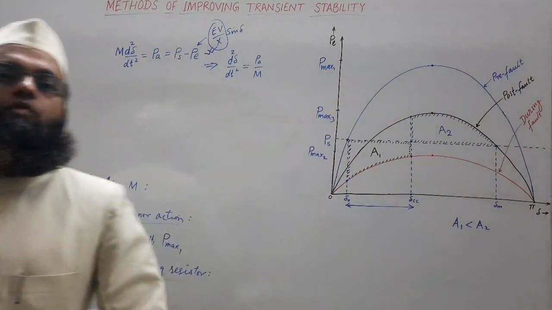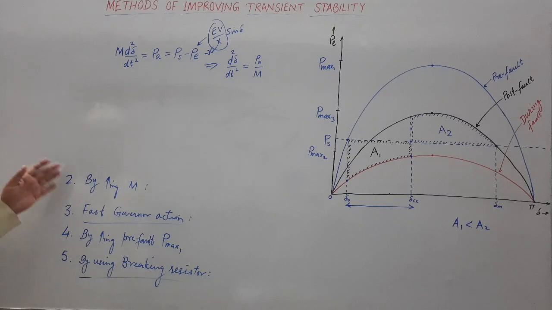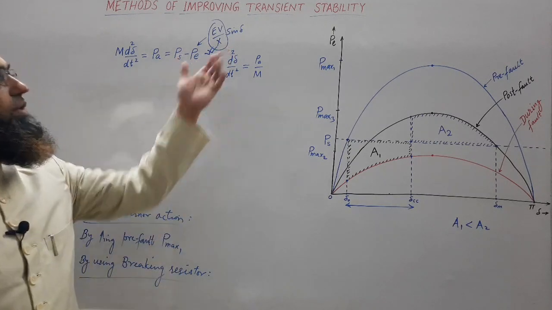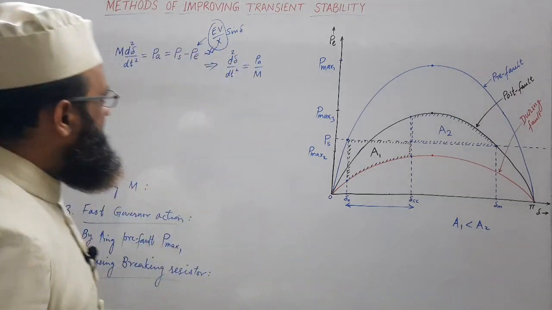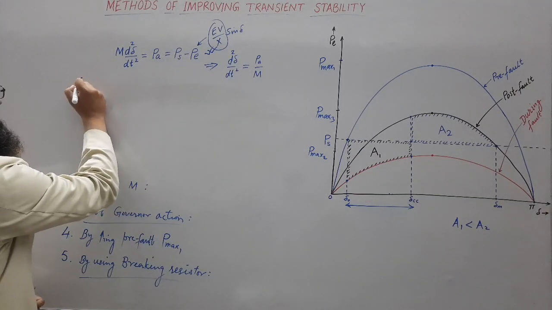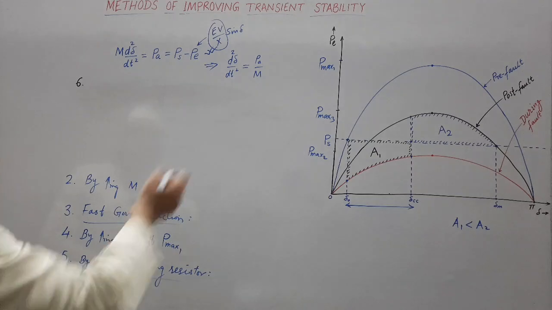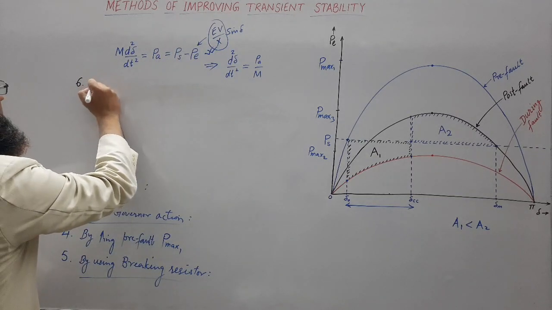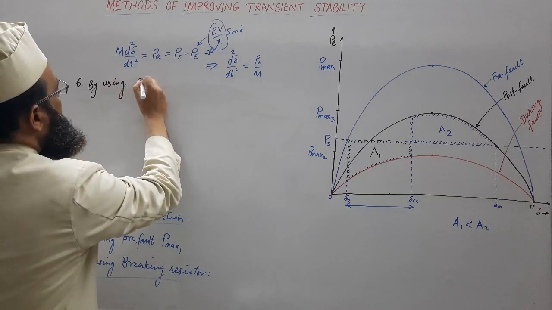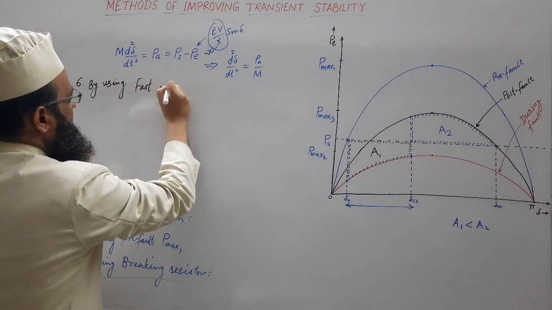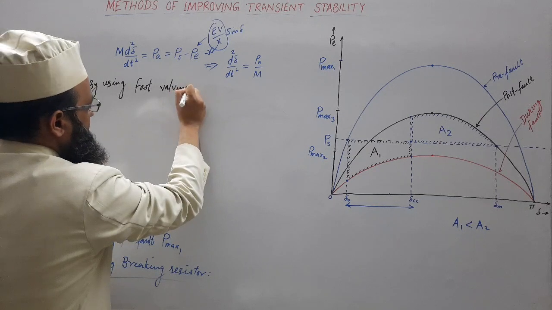Dear students, so far we discussed 5 points of improving transient stability in our previous 2 lectures. Now we are going to discuss the next point, point number 6. Write down: by using fast valving technique.